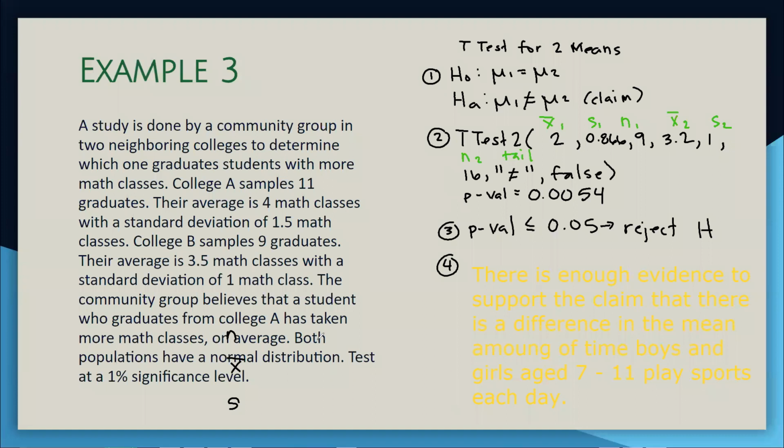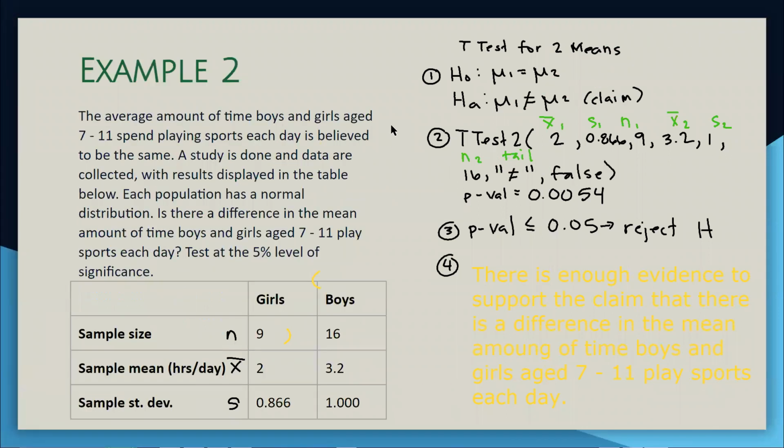Oh my gosh, I completely had a brain fart. Oh, the wording. I pulled that wording directly from the second to last sentence. The community group believes that... oh my gosh, I'm on sample 3 or example 3. That's why that looks weird. Okay, sorry. Let's fix that. There we go. That makes more sense. Thank you for bearing with me. I pulled it from that last sentence. Is there a difference in the mean amount of time boys and girls age 7 to 11 play sports each day? So that ended up in the wording down here.